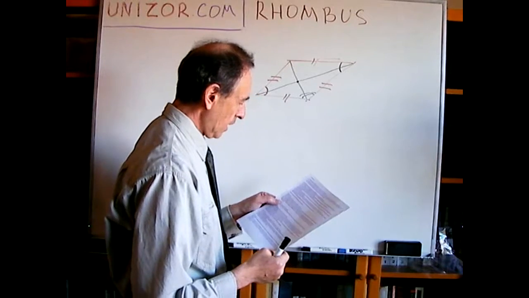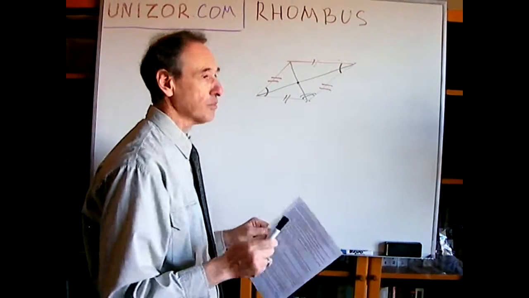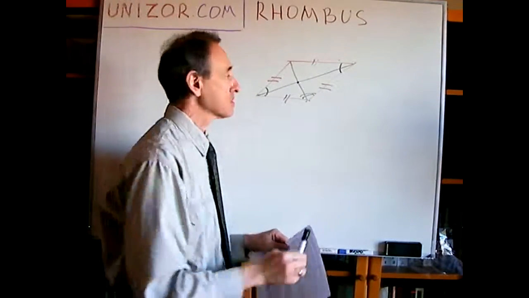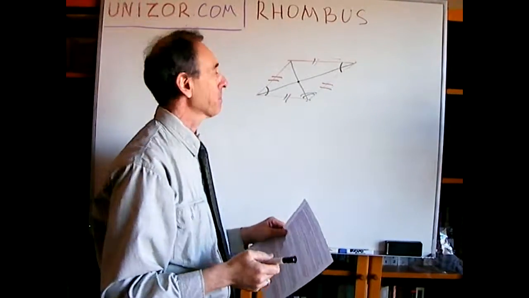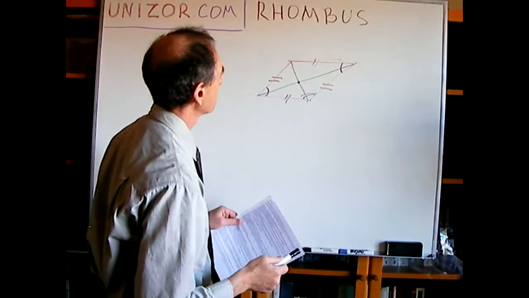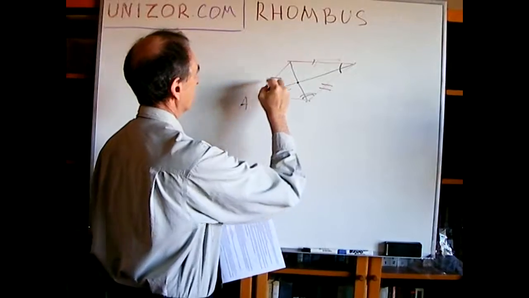First of all, diagonals of a rhombus are perpendicular to each other. Okay, this is very important, and it's a particular property of the rhombus, that these diagonals are perpendicular to each other. Now, how can we prove it? Well, actually, it's quite obvious. Since it's a rhombus, let's put some letters around it.